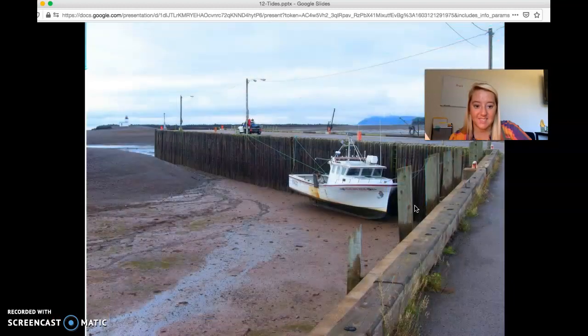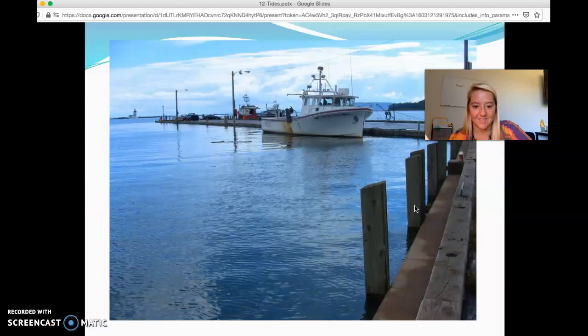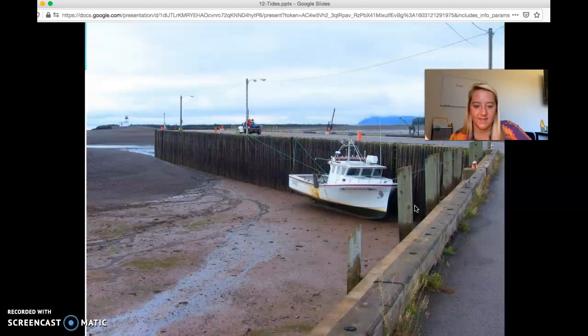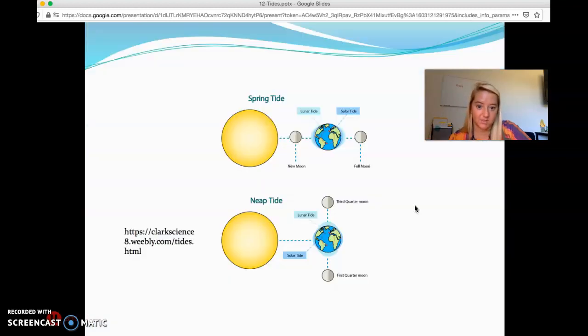And same space, low tide. Can you see how large of a difference that is right there between high tide and low tide? That is just crazy. It almost looks like that boat is suspended, which it's not, but suspended by those ropes. So just a crazy amount of difference between the high tide and the low tide, and that's all because of the gravitational pull of the moon on the Earth and its oceans.